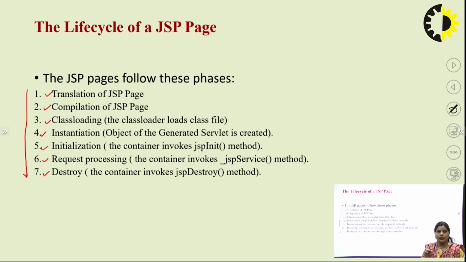Basically, in the life cycle of JSP, three methods work: init, service, and destroy. So, at the initialization step, the container invokes the init method, and the next one is processing the request. To process the particular request which is made by the requester, at that step the container invokes the JSP service method, and at last the destroy step will occur, in which the container invokes the JSP destroy method.